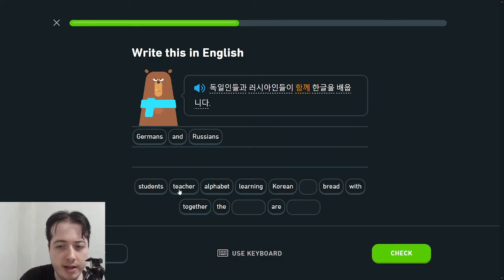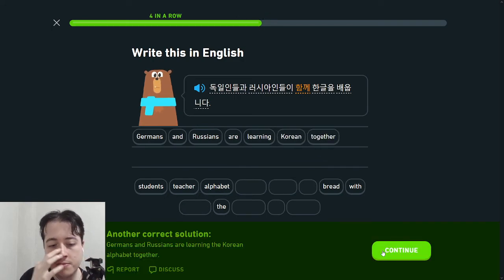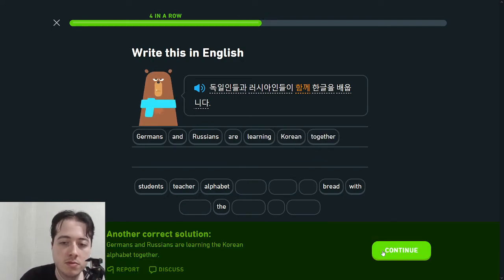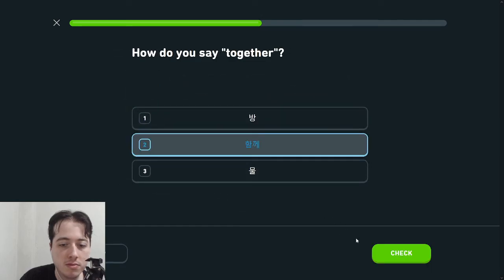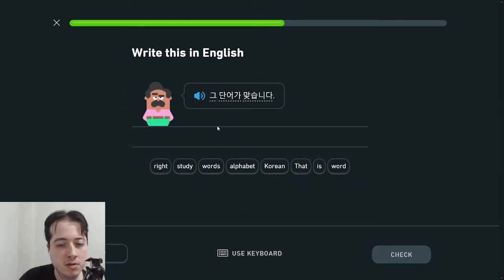Study. Wait, 배웁니다. No, it's learn. Are learning. Germans and Russians are learning Korean together. 함께. 그 단어가 맞습니다. So that word is correct. That word is right.